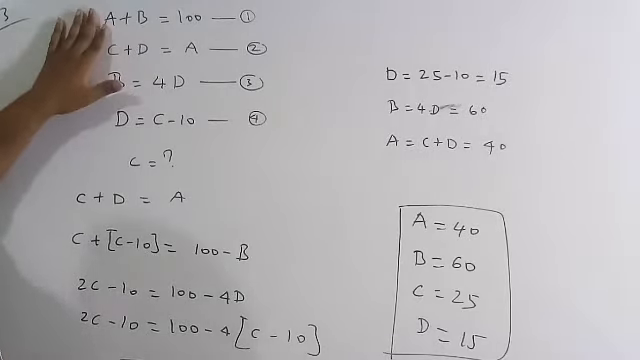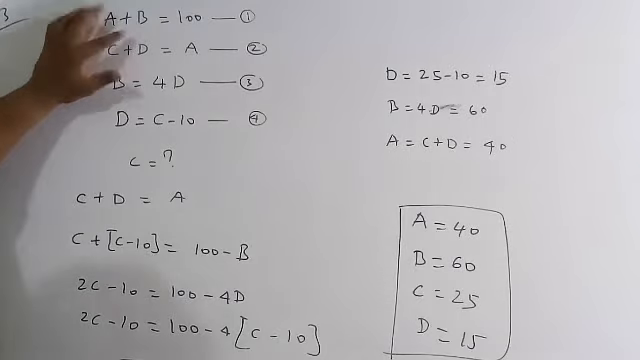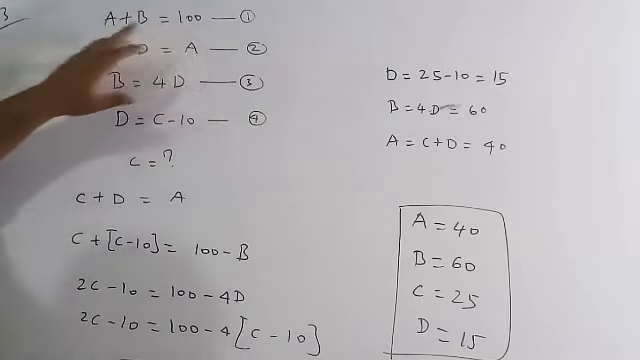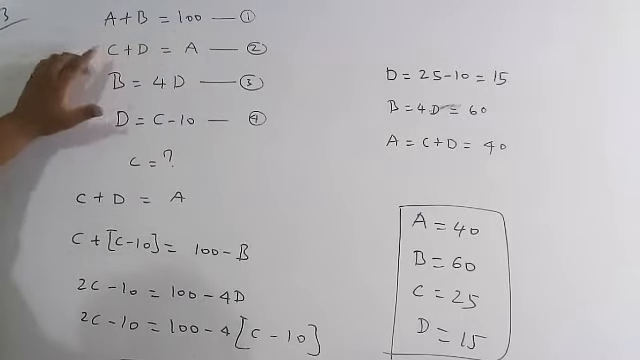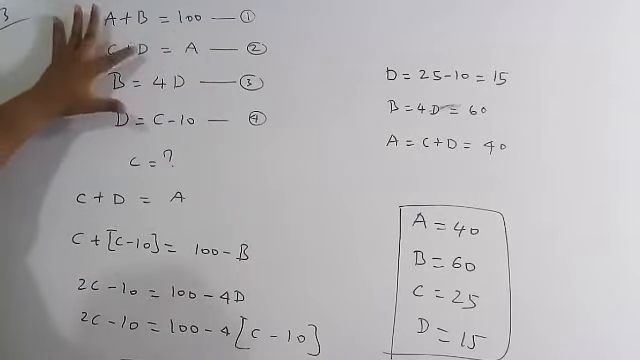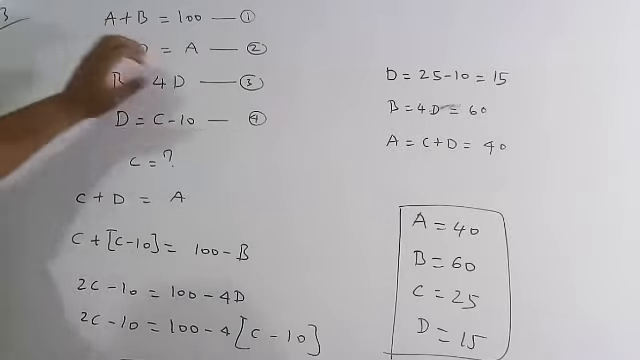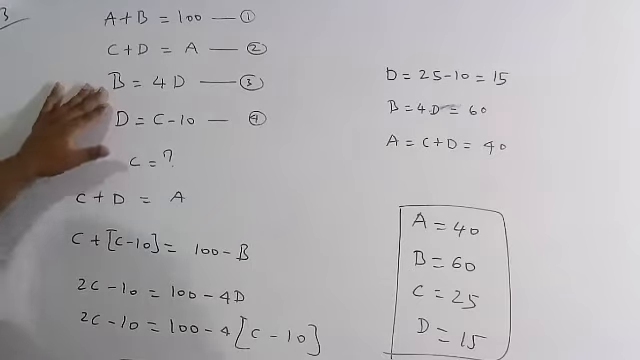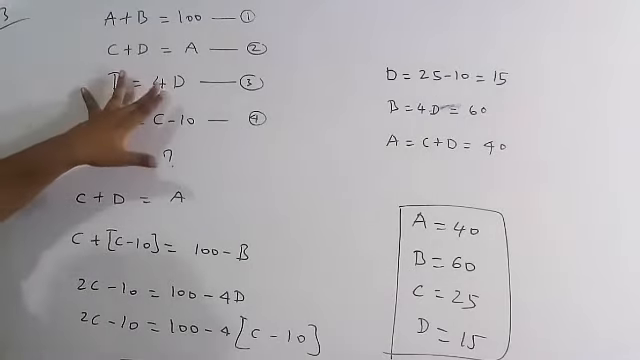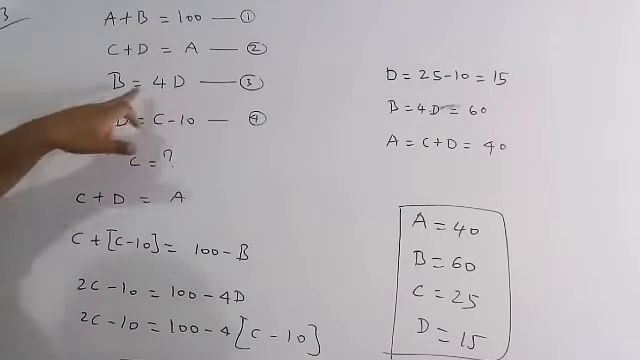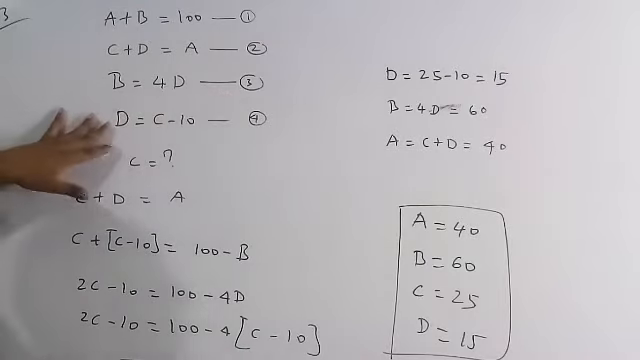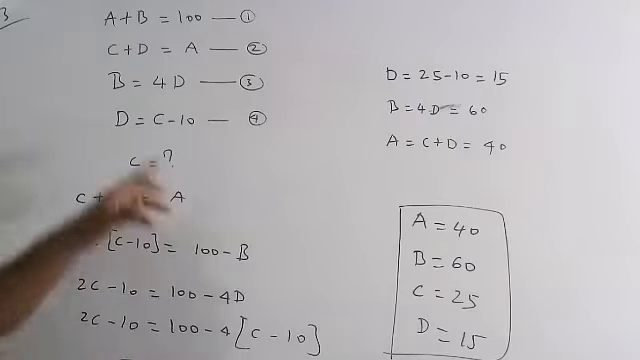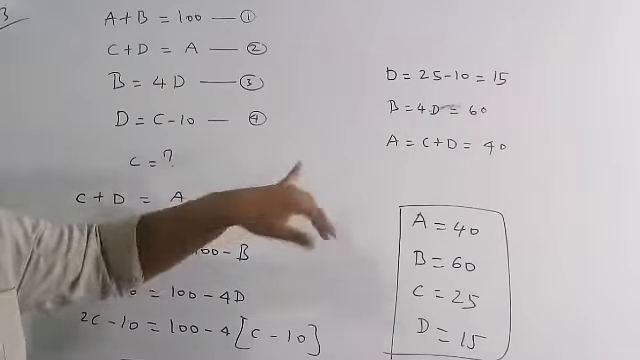In the first equation they have told that the marks scored by the person A and the person B, if they sum, it is equal to 100. It is given in the first one. And in the second case they are given that the marks scored by the person C and the person D, if you do the summation, it is equal to the marks scored by the person A. It is the second equation. And similarly, the marks scored by the person B is 4 times the marks scored by the person D. So therefore, B is equal to 4D. This is the third equation. And similarly, the marks scored by the person D is 10 lesser than the marks scored by C. So therefore, D is equal to C minus 10. This is the fourth equation.